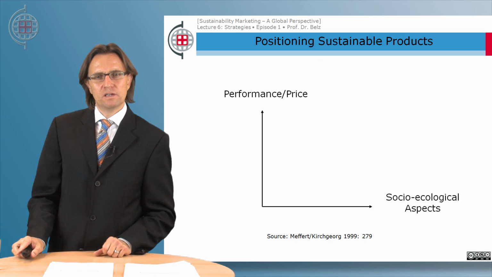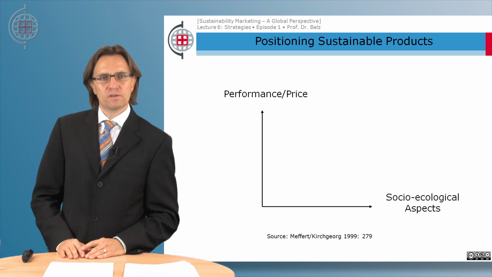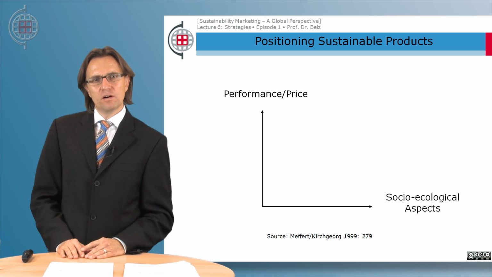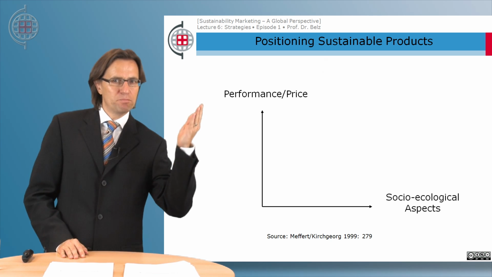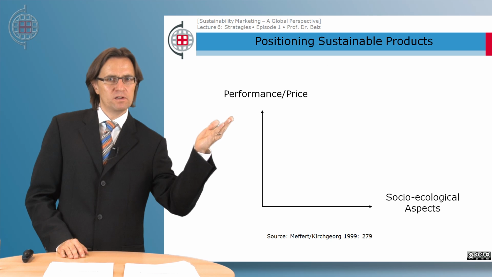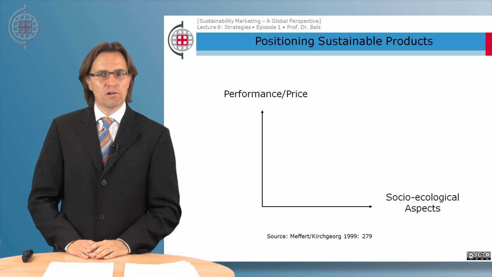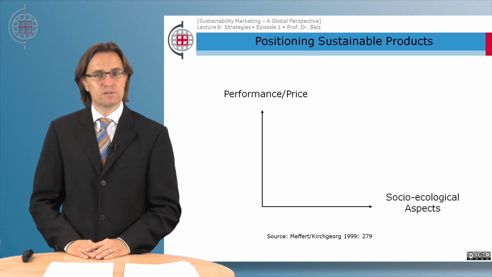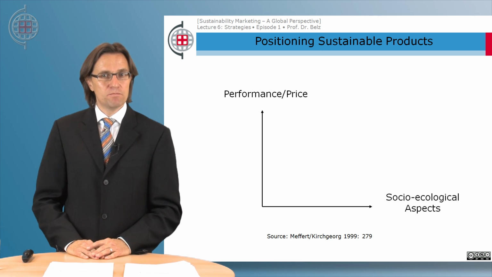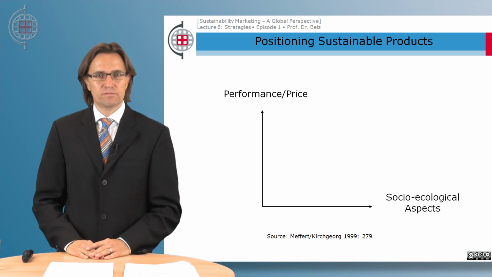Here we see the focus. On the vertical dimension we have performance and price. On the horizontal dimension we have the social and ecological aspects and attributes, which play a great role in positioning the product and in communicating the social and ecological benefits.